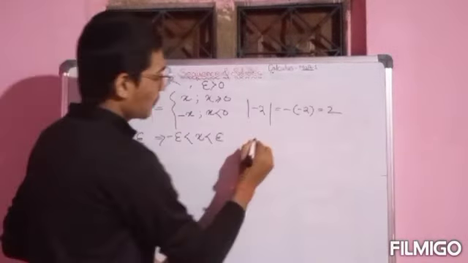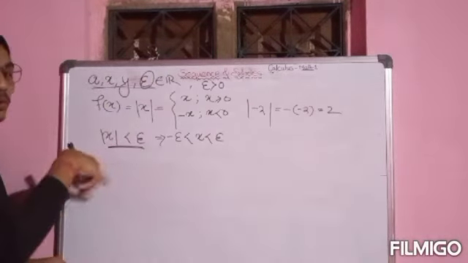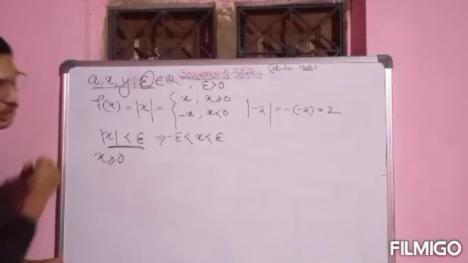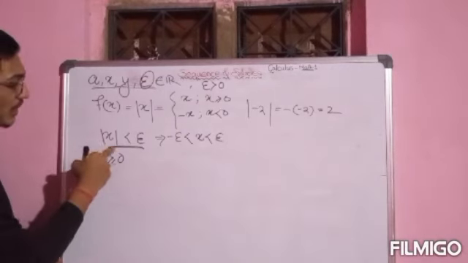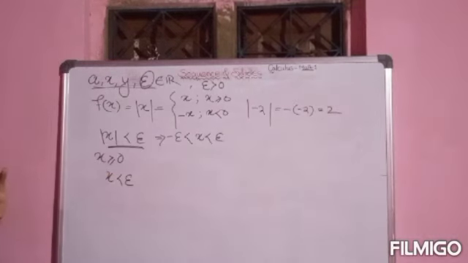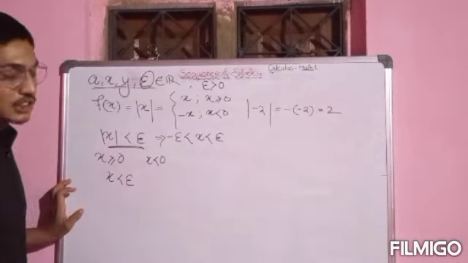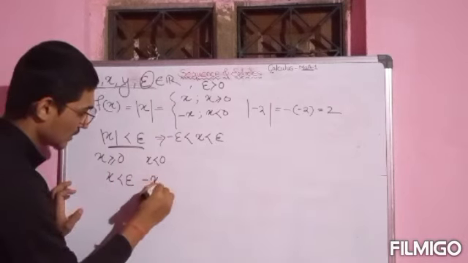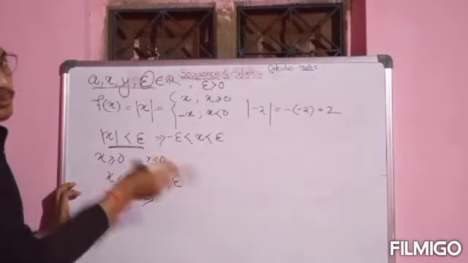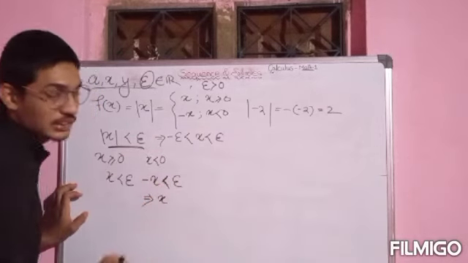Let's see. Suppose mod x is less than epsilon. There are two cases: x is either greater than or equal to 0, or less than 0. Suppose x is greater than or equal to 0. Then mod x is x, so x is less than epsilon. Clear? There is another case when x is less than 0. Then mod x is minus x, so minus x is less than epsilon. If I multiply by a minus sign on both sides, the sign will change: this less than will change to greater than.